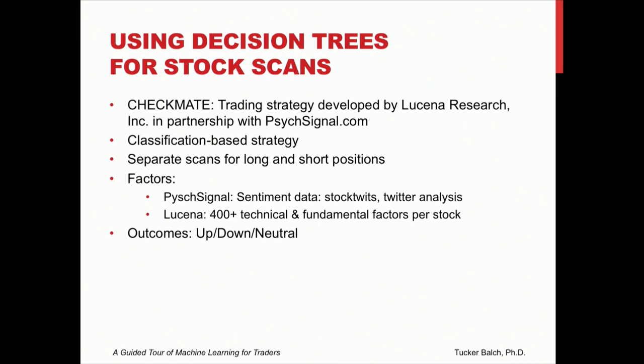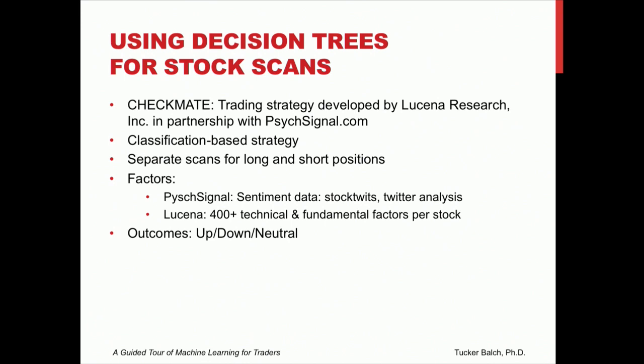Now, we take their factors, in the framework I've been talking about. The PsycSignal data is several of those X's. It might reflect intensity of sentiment, volume of sentiment, and so on. But then we also look across all of the other factors that we've got at Lucena. These are technical and fundamental and so on. And we build a tree to classify whether over 21 days we think the stock is going to go up or down. We view it as a classification problem. Essentially, we want only to classify stocks as up if they're going to go significantly up with strong probability, or down similarly with strong probability, or neutral, which is just ignore them.